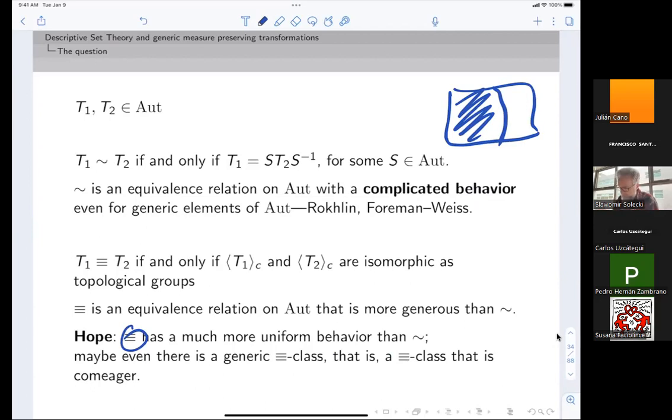So what would it mean? It would mean that there is a comeager set here in Aut, such that no matter what two elements I pick in it, the closed groups generated by them are isomorphic with each other. So this means that for a generic element of my group Aut, I get the same group if I generate the closed group by that element. So I'm getting a single group on a generic set with this generation.